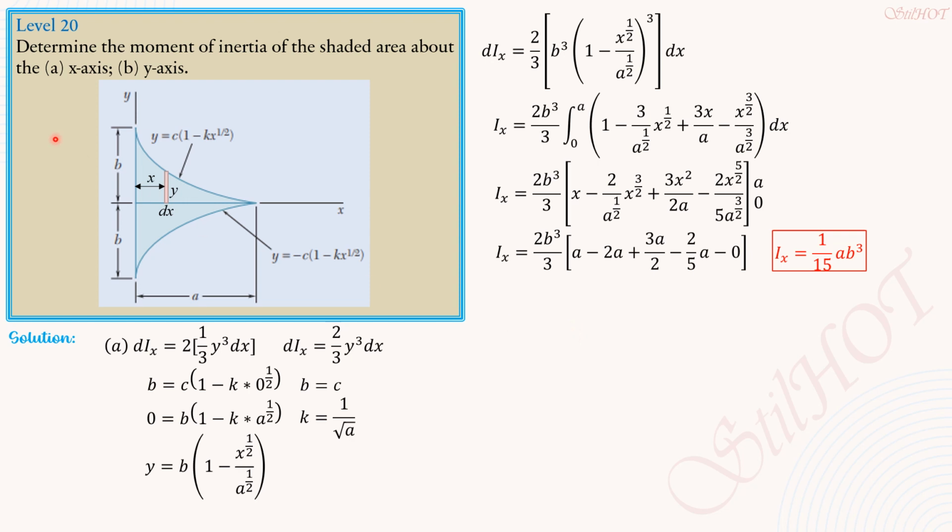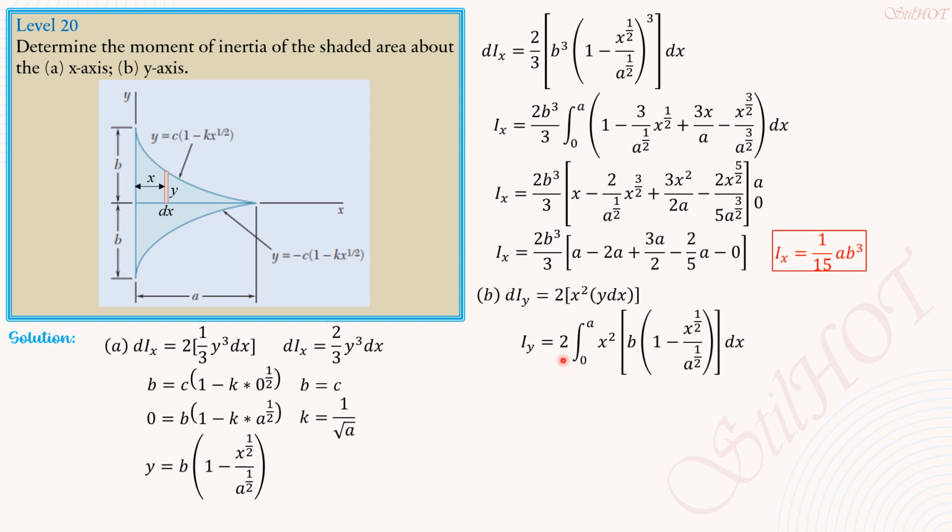Then for the moment of inertia with respect to the y-axis, 2 times differential Iy is 2 times x squared y dx, or distance squared times differential area. Differential area is y dx. y is equal to this. So Iy is 2 integral from 0 to a of x squared, then b times the quantity 1 minus x to the 1/2 over a to the 1/2, dx.